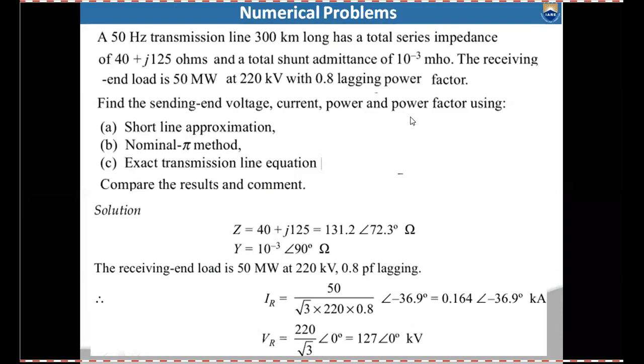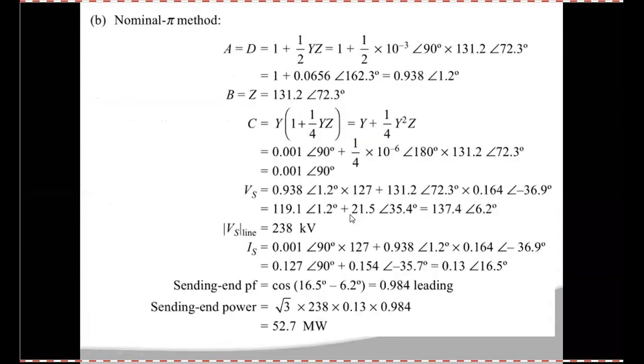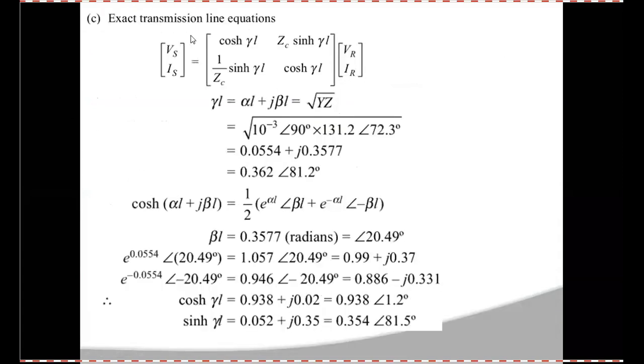We were doing this problem, under which we completed the A and B bits. So let us see the C bit, which is the exact transmission line equation method. So go to the C, exact transmission line equation.